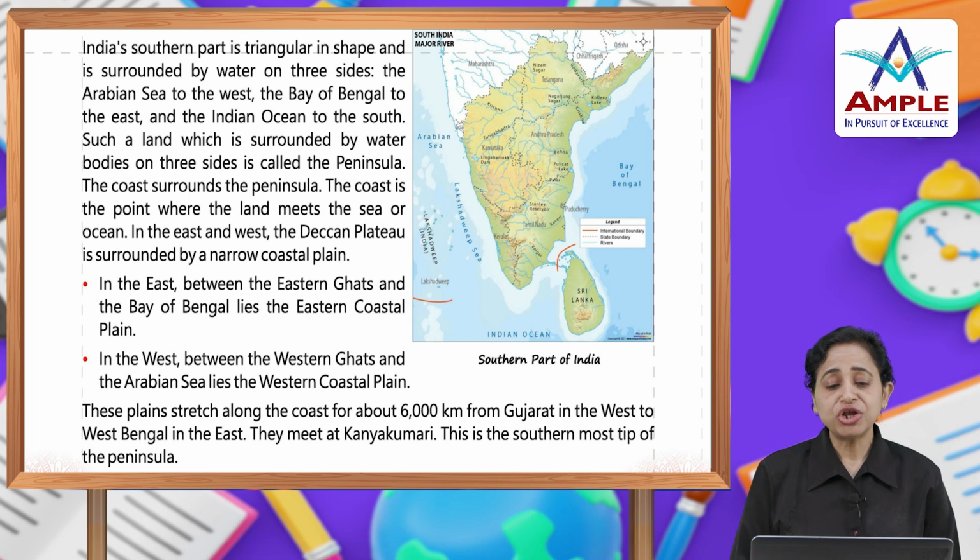These plains stretch along the coast for about 6,000 km from Gujarat in the west to West Bengal in the east. They meet at Kanyakumari and this is the southernmost tip of the peninsula.